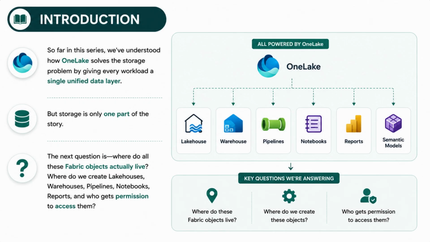So far in this series, we have understood how OneLake solves the storage problem by giving every workload a single unified data layer. But storage is only one part of the story. The next question is, where do all these Fabric objects actually live? Where do we create lakehouses, warehouses, pipelines, notebooks, reports, and who gets the permission to access them?